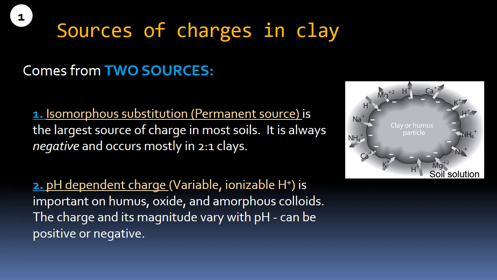However, the pH dependent charges, as we said, are variable depending on the condition of the pH. This kind of charge is more common for 1-to-1 clay like kaolinite, and it's also very common for aluminum and iron oxide and humus. Now the thing with this type of charge is that it's not permanent. So it means that with the pH increase or decrease, it can lead to positive or negative charges, and you would see that in more detail in the coming slides.